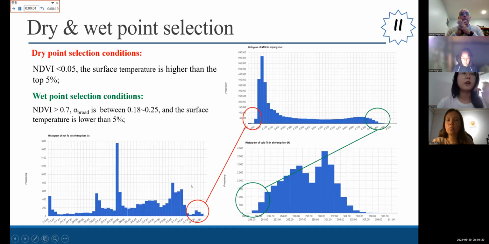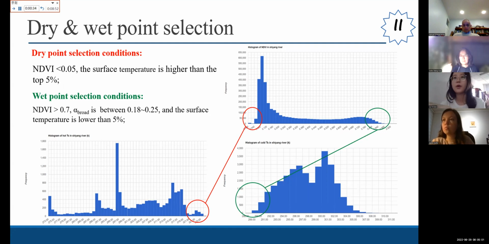The condition for selecting wet and dry points continues from previous studies. The points with NDVI less than 0.05 and higher temperature were identified as dry points. Points with surface albedo between 0.18 and 0.25, NDVI greater than 0.7, and lower temperature were considered as wet points.